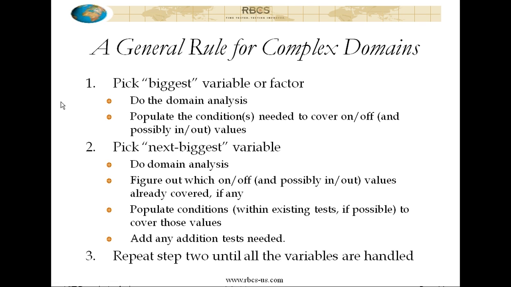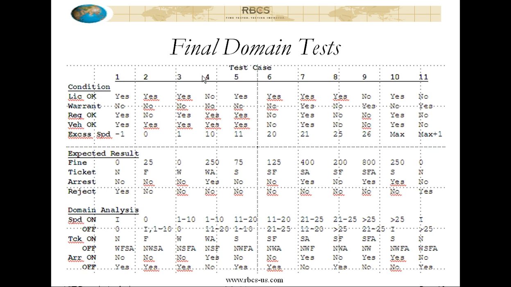Then what we can do is pick the biggest variable or factor, do the domain analysis on it, and populate the condition that is needed to cover the different ons and offs. The next biggest, do the same, and repeat until we're done. So in that case, we can cover the domains here. Instead of 208 tests, it's down to 11 tests, which is less even than you'd have if you were testing the different boundary values with the decision tables.